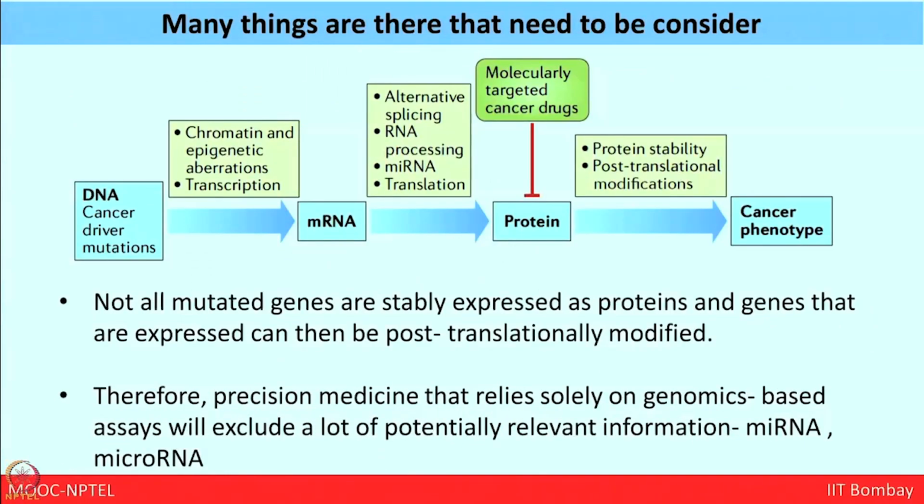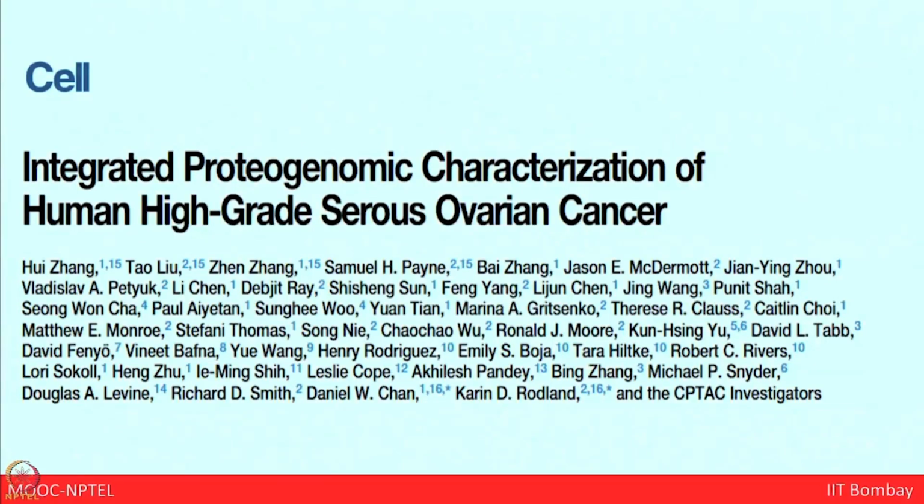So, now we understand that we did not consider a lot of things between genomics and precision medicine: not all mutated genes are stably expressed as proteins, and genes that are expressed can be post-translationally modified. Therefore, precision medicine that relies solely on genomic based assays will exclude a lot of potentially relevant information like miRNA, microRNA. So, to support the previous statements and to give you a complete glimpse of how the powerful tool of proteogenomics can be very helpful to solve different kinds of cancer.